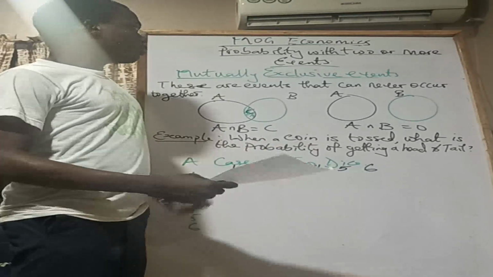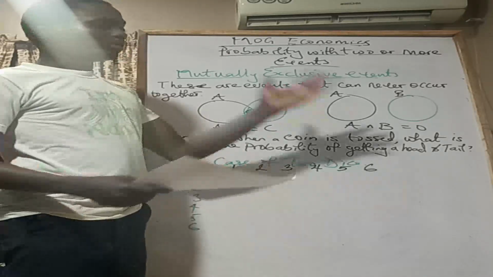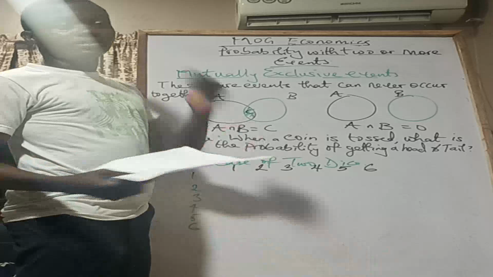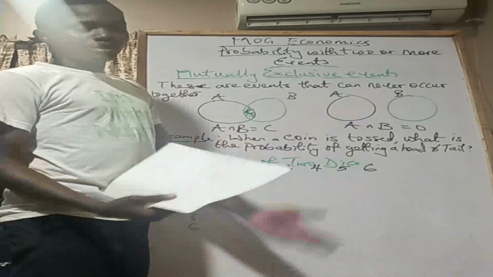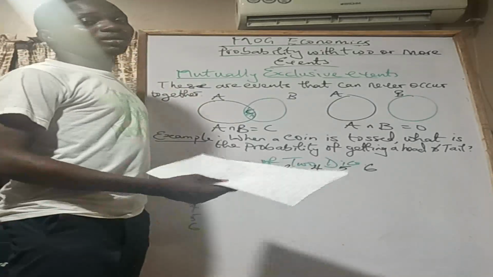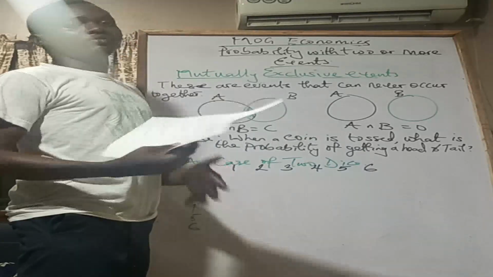So we continue with our probability series, and we are going to be having a class on probability with two or more events. I don't know if that's really a title, but just flow with what I'm about to do. Now, we are starting with what we call mutually exclusive events. So in probability theory, what do we call mutually exclusive events?